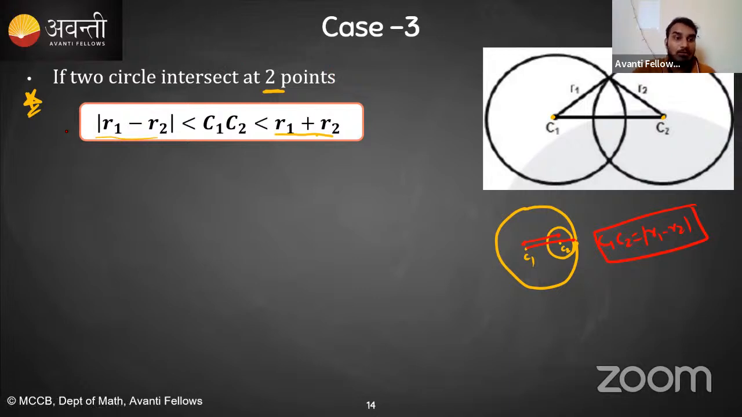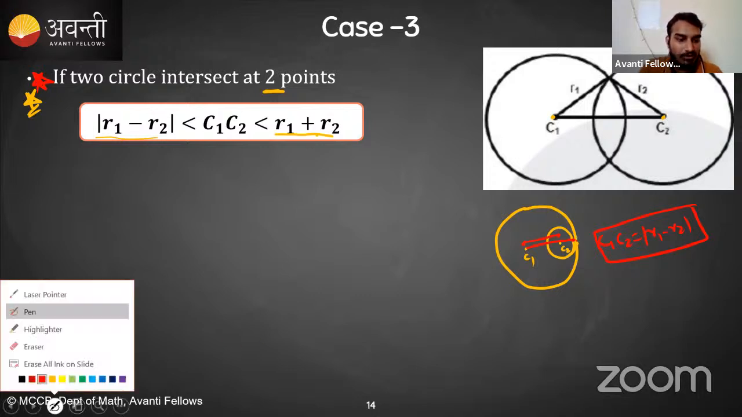This condition is very important. I have seen so many students make mistakes in this every time. That's why this condition is very important, and this case 3 is particularly important because you will be coming across case 3 more often than the other cases. So you should remember that the condition for two circles to intersect is that C1C2 should be less than R1 plus R2 and should be greater than mod of R1 minus R2. Okay.